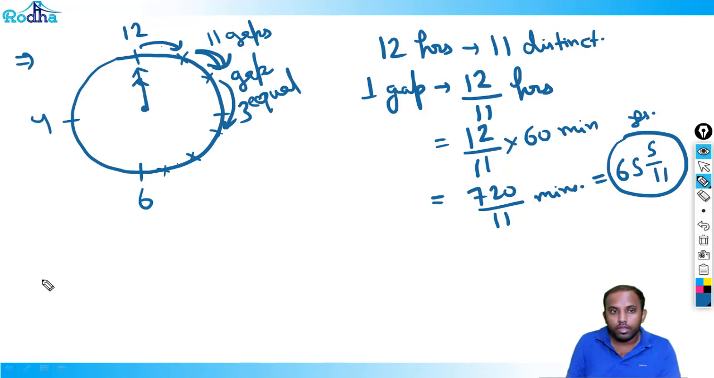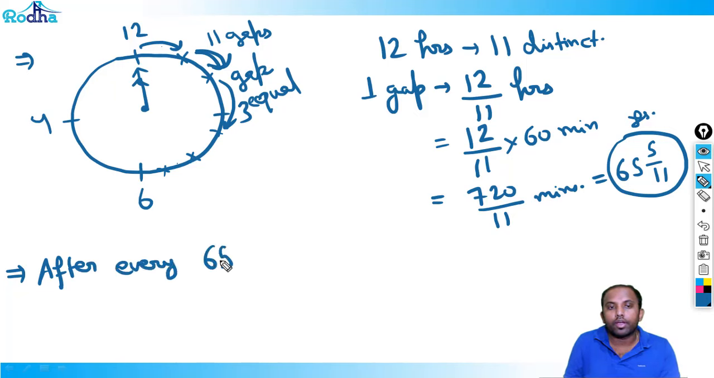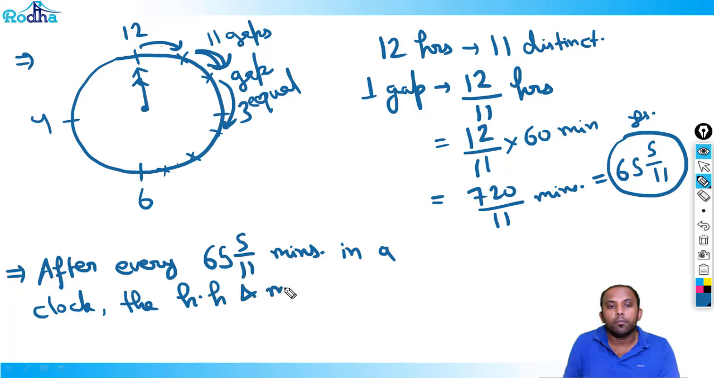What this data is, is that after every 65 5 by 11 minutes on a clock, the hour hand and minute hand will coincide with each other, will meet, or I can say coincide with each other.